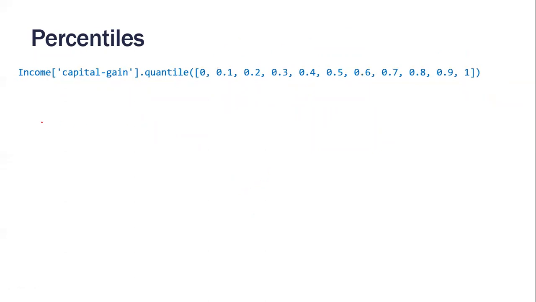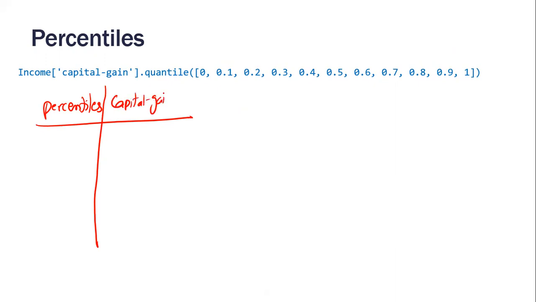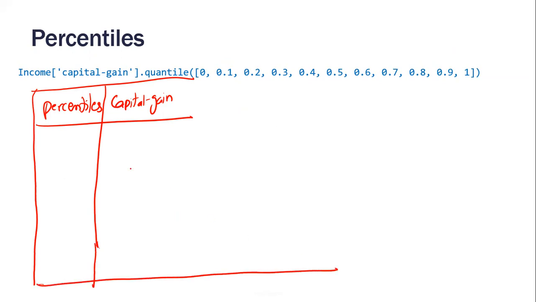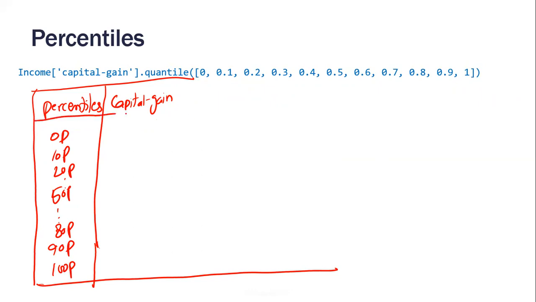You will have a table in the output. The first column will be percentiles, and the second will be the corresponding capital gain values. The percentiles will be whatever you have given: 0, 10, 20, 30, 40, 50, 60, 70, 80, 90, and 100 percentile, along with the corresponding values. Get this output. We will now discuss that output here.